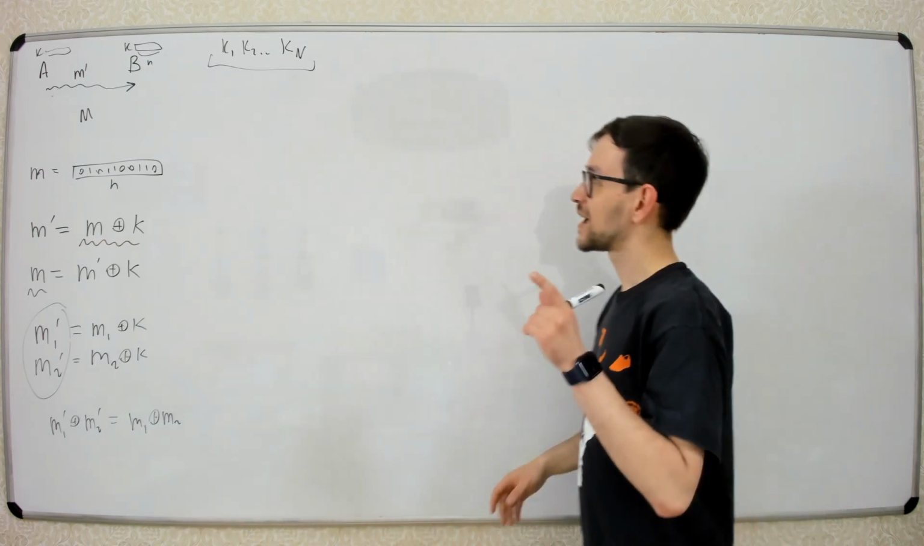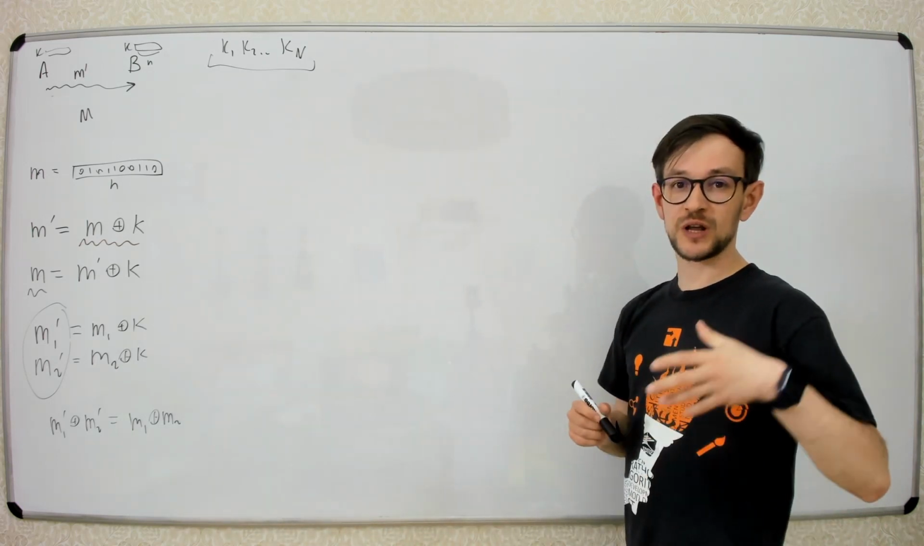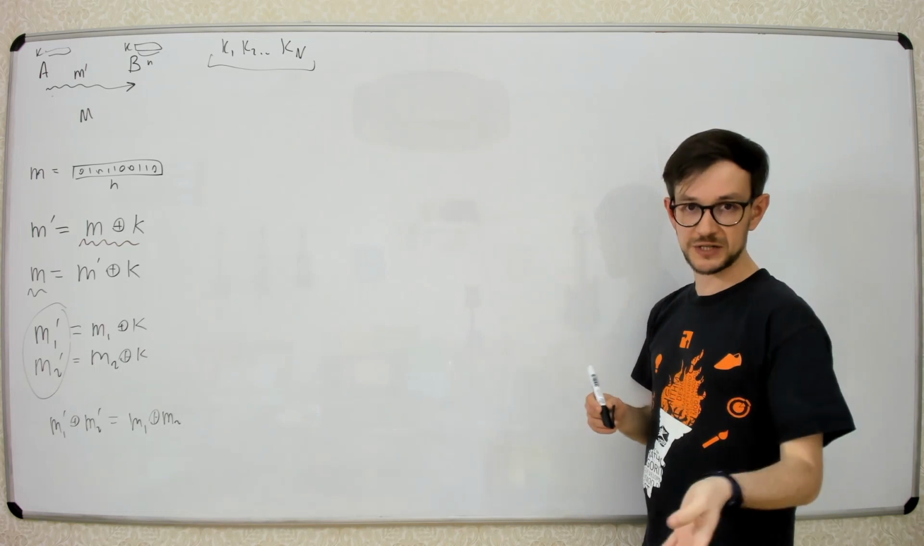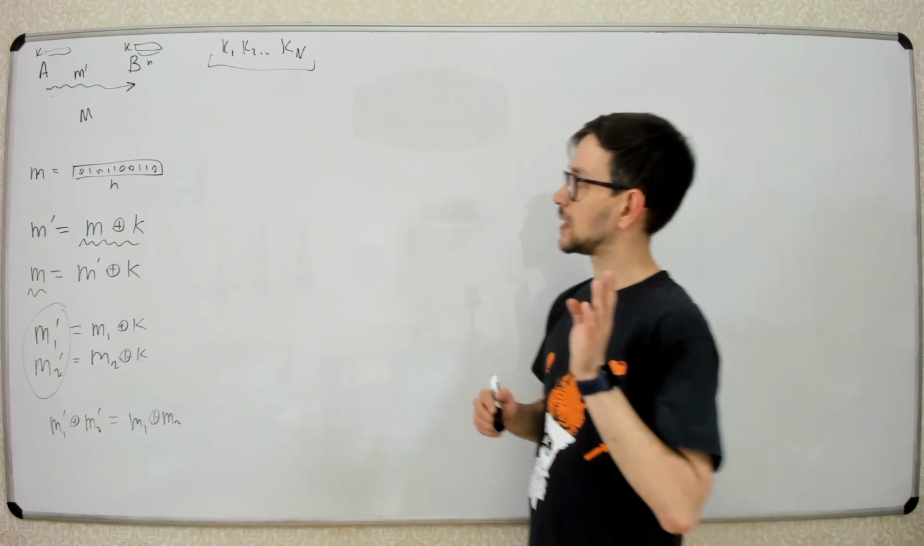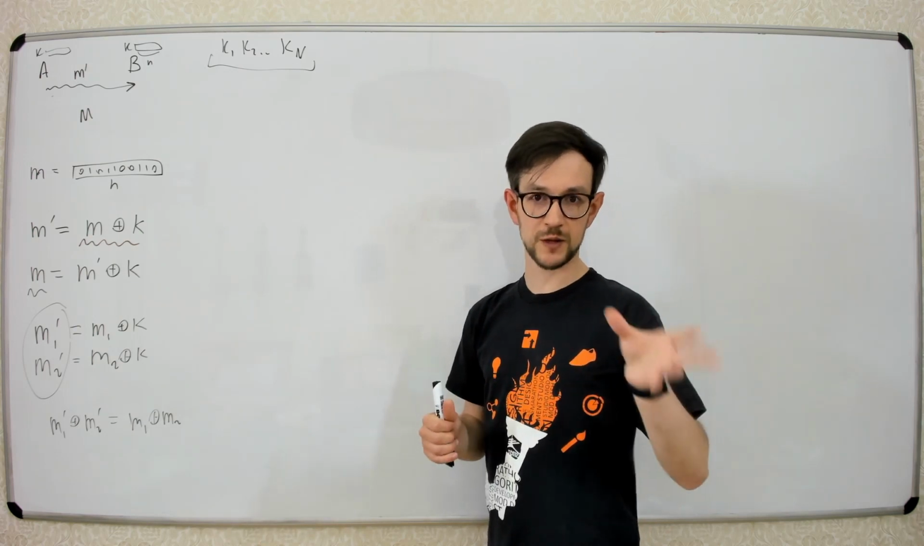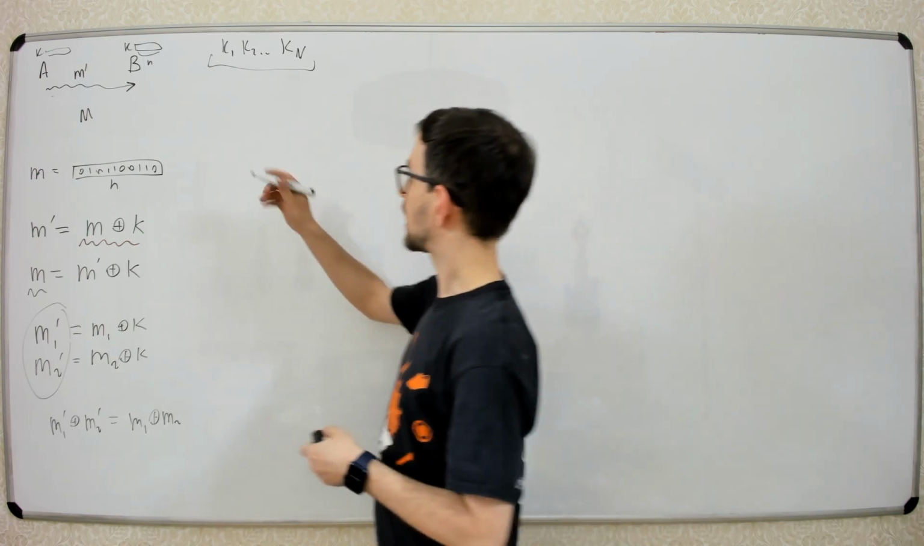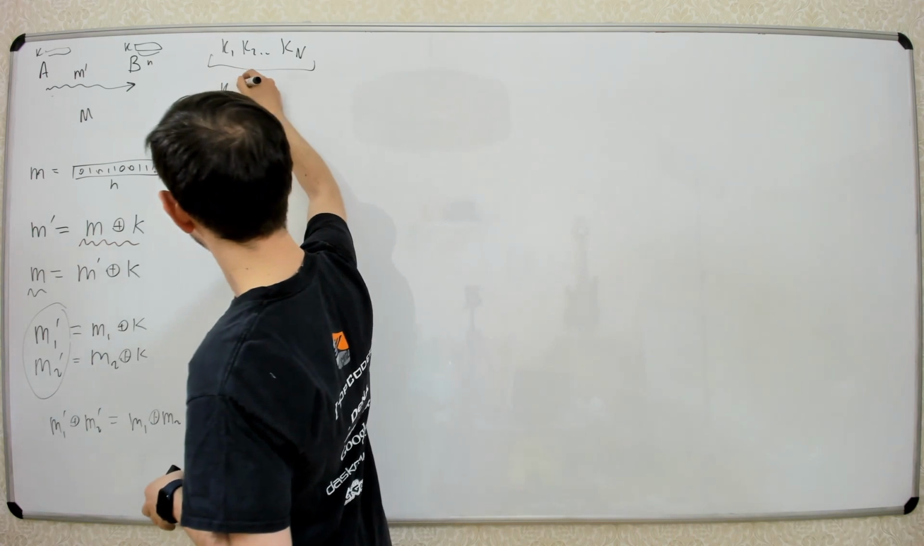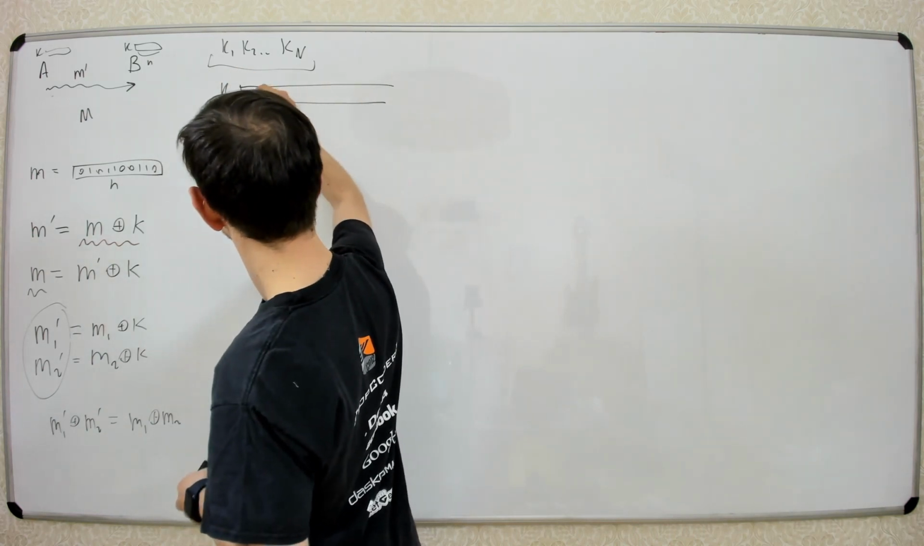Another solution is to have an infinite sequence. Let's say that A and B both have the same random generator. So they have a random generator, and this sequence is actually infinite.